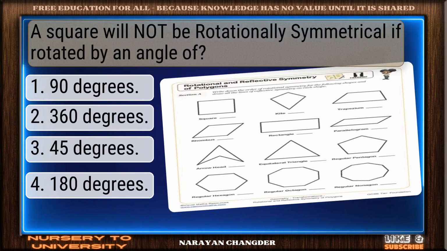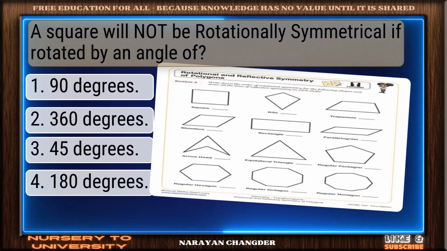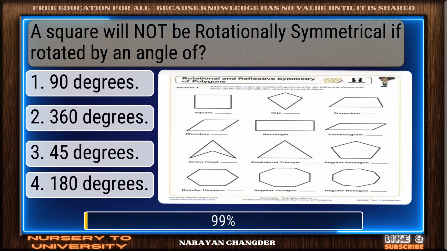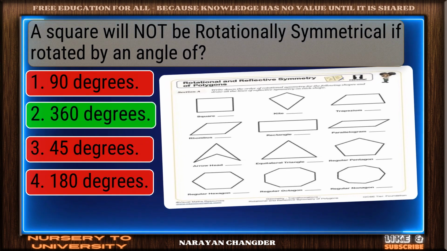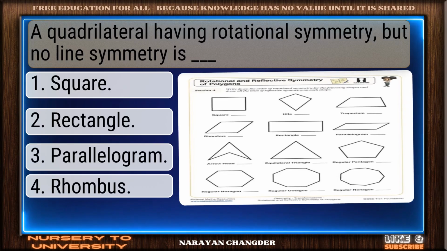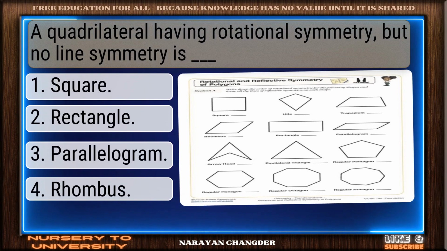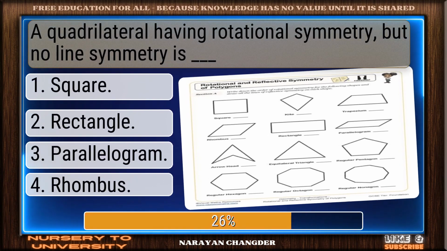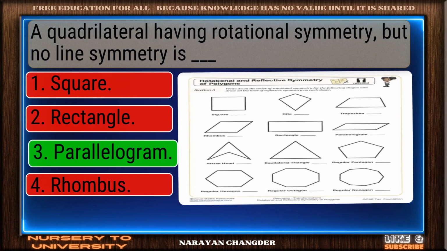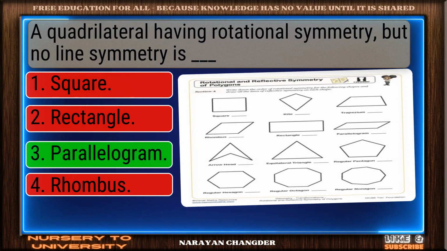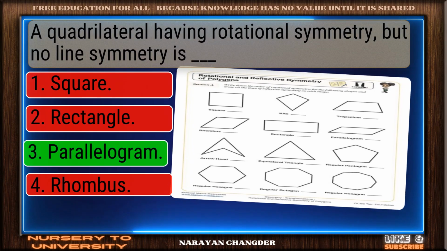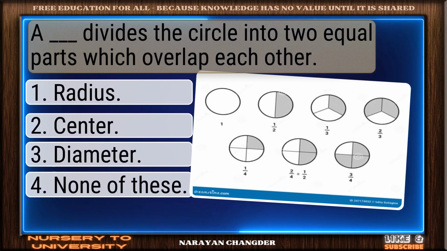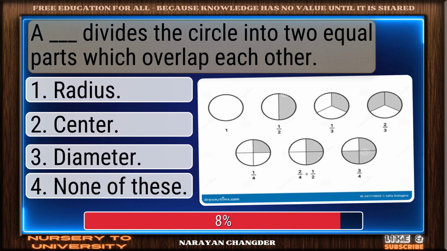A square will not be rotationally symmetrical if rotated by an angle of. You're right. 360 degrees is the correct answer. A quadrilateral having rotational symmetry, but no line symmetry is dash. On track. Parallelogram is the correct answer. A dash divides the circle into two equal parts which overlap each other.